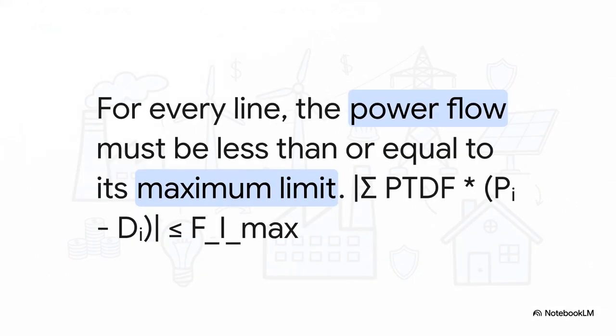So, we add another mathematical rule. Now, this formula on the screen might look a little complicated, but I promise its job is simple. For every single line in the grid, the power flowing through it must be less than or equal to that line's maximum limit. This is our inequality constraint.